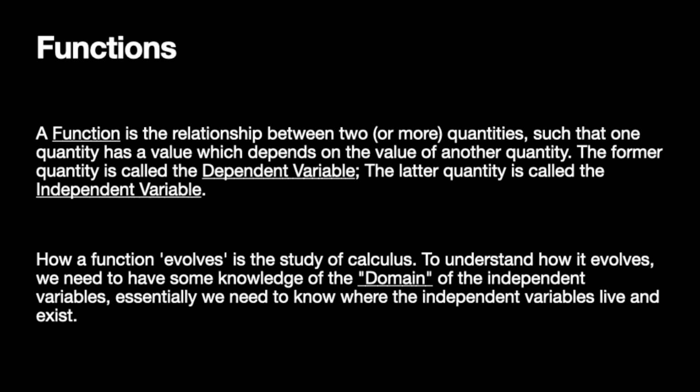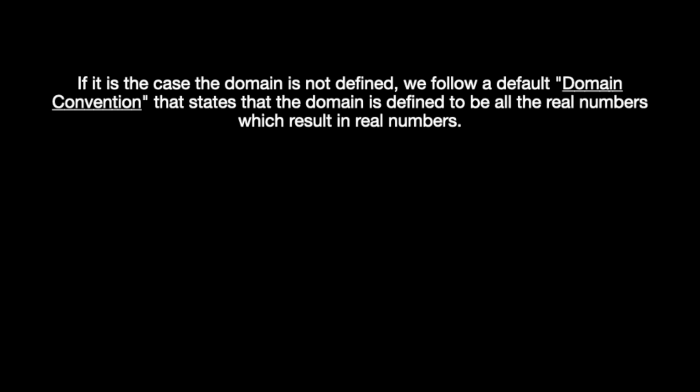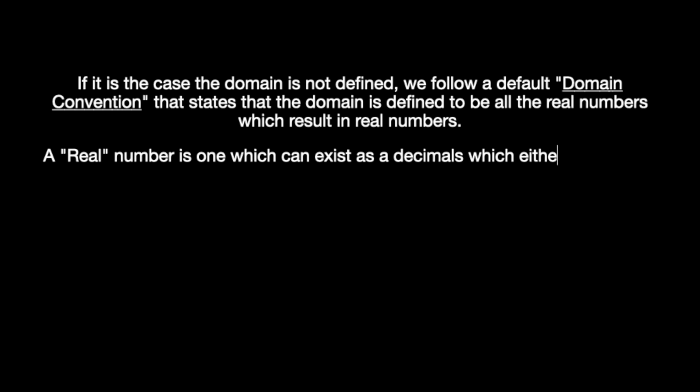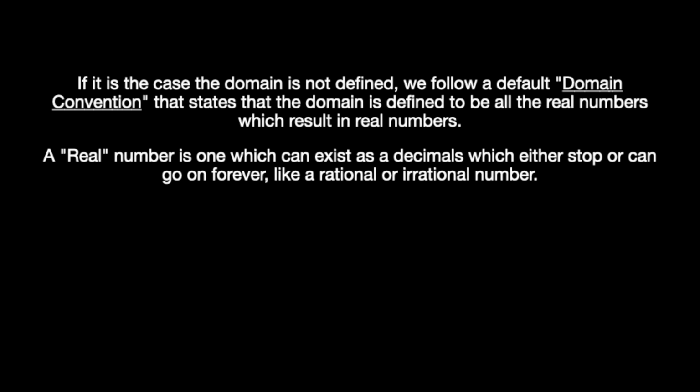To understand how it evolves, we need to have some knowledge of the domain of the independent variables. Essentially, we need to know where the independent variables live. If it is not explicitly stated, we use what is called the domain convention, which is that we assume that when not stated, the domain of the independent variables is all real numbers. A real number is one which can exist as a decimal, which either goes on forever or comes to a stop. Therefore, a real number can either be rational or irrational.